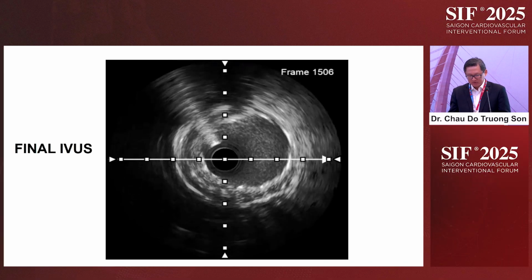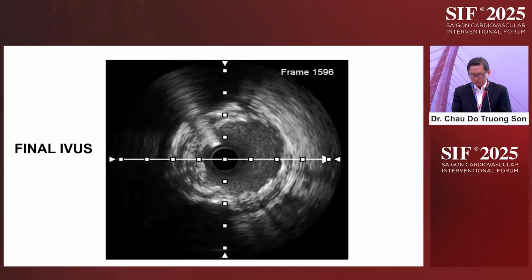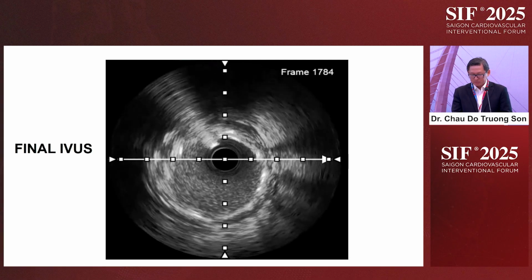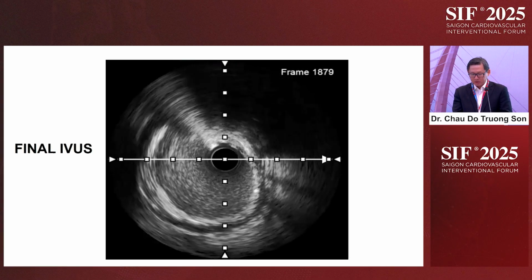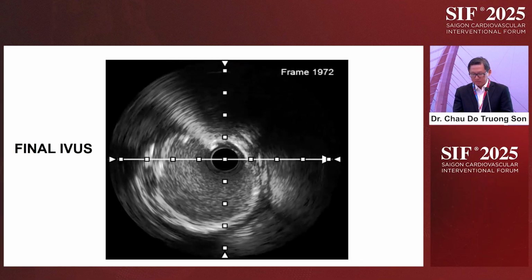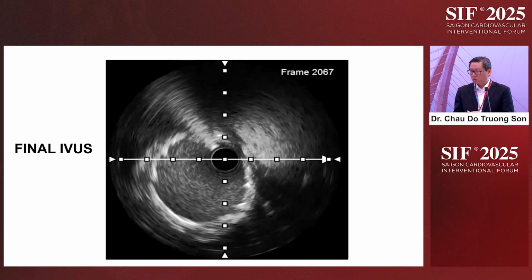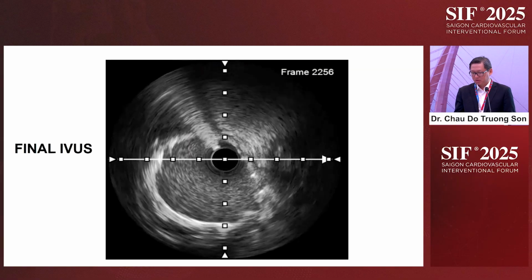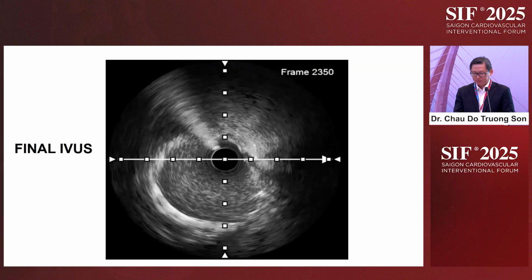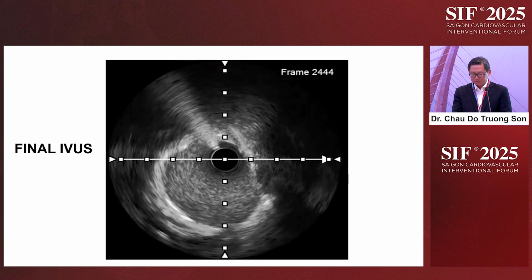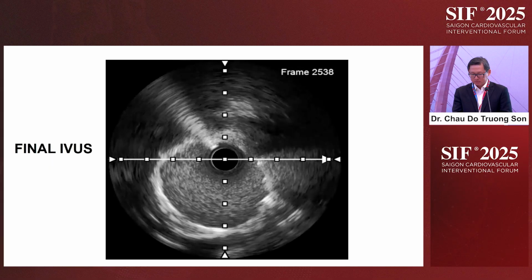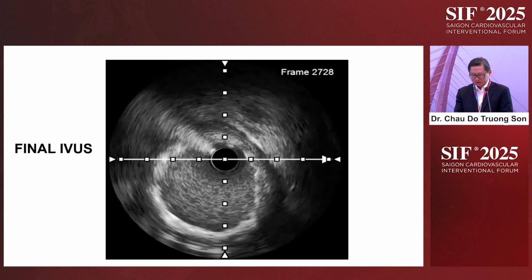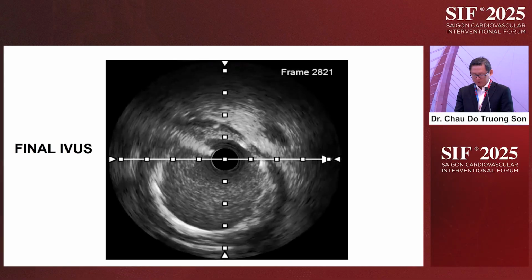In the final IVUS, you can see we have many layers of stent, especially at the ostium of the left main. Please give me your advice with this final IVUS. What would you do? Just stop the procedure or do anything more? Any question, comment? A long time DAPT, probably. A very long time DAPT. Yes, DAPT for life.